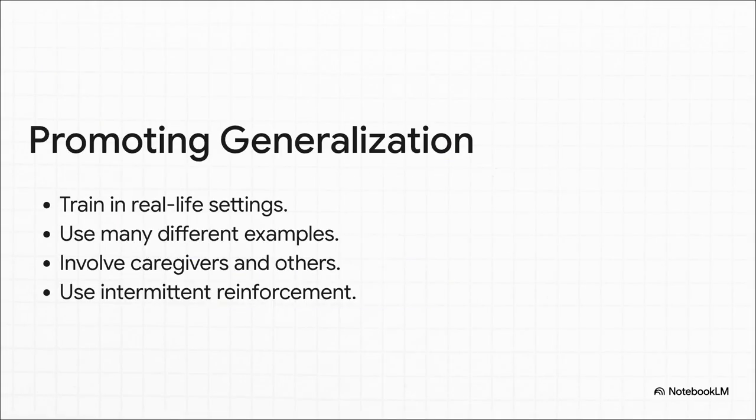And this doesn't just happen by accident. We plan for it. There are specific strategies to make it happen. You practice skills in the actual places they'll be used. You use tons of different examples, not just one picture of an apple, but lots of different apples. You get everyone in the individual's life involved. This is how you build skills that are flexible, durable, and actually stick around.